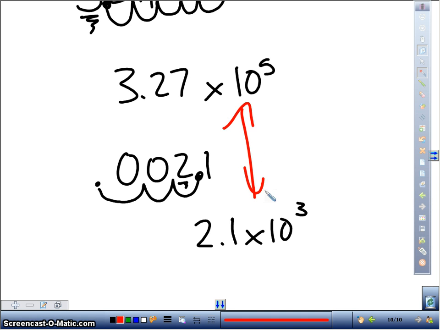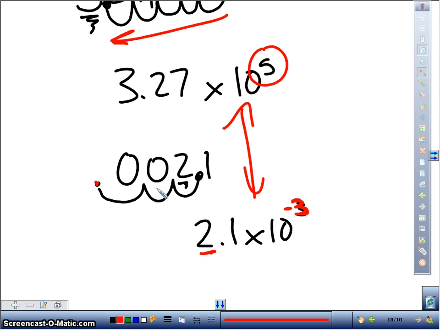Well, this one right here, I made the number smaller, okay? So this should be a positive number right here. This one I made it bigger, right? I moved it from a small decimal to a whole number out front. So this needs to be a negative 3 right here, okay?